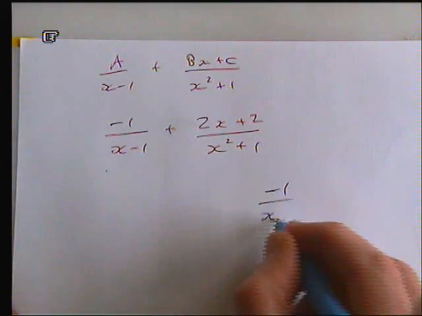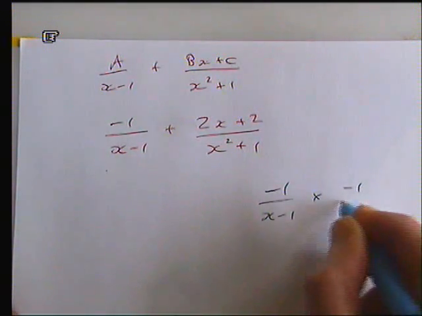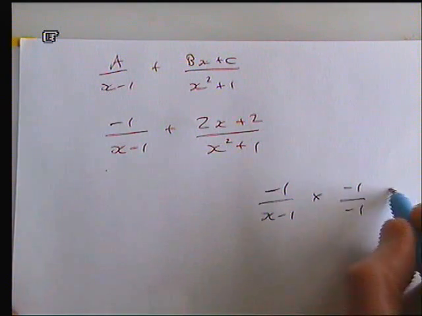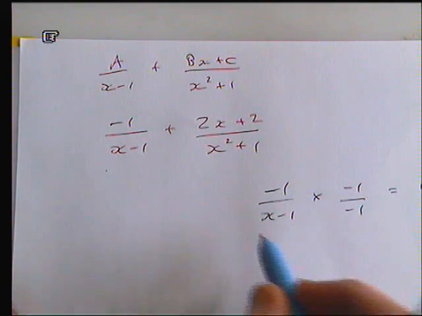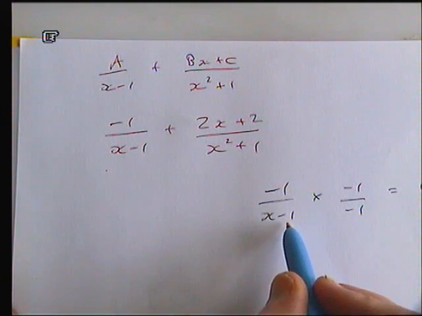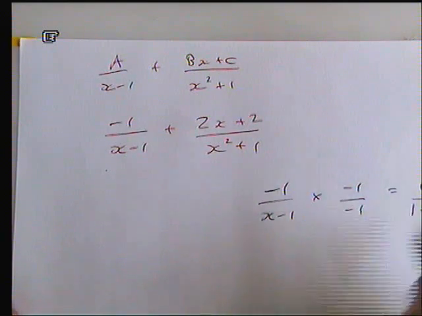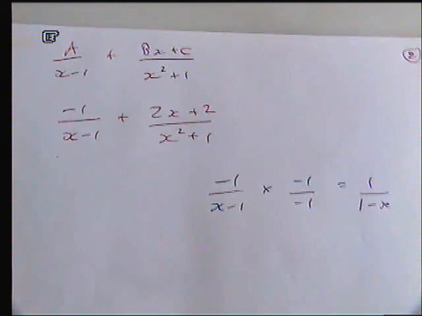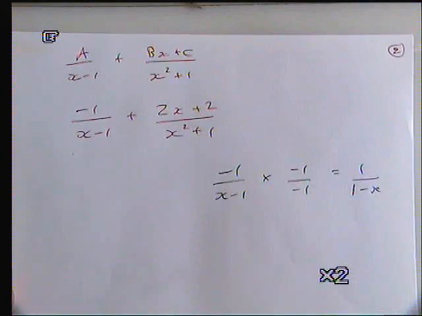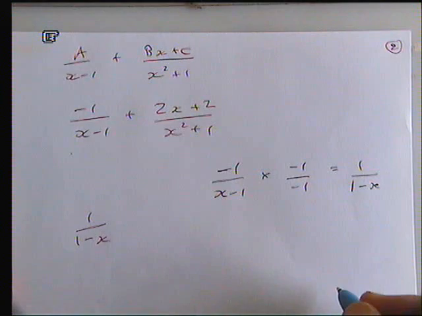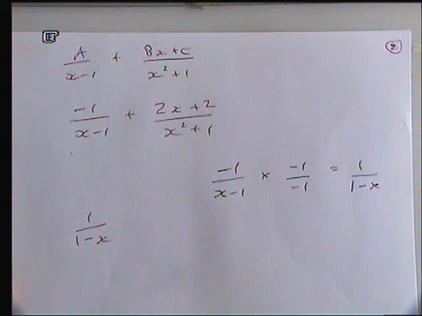If I've got this, if I times it by -1 over -1, I'm timesing it by 1, it's not changing anything. Then I have a 1 on the top, and here on the bottom, -1 times by -1 is 1, x times by -1 is -x. Sorry, you couldn't see that. Okay? So, I could just write that as 1 over 1 minus x. It's one less minus sign, it's just mathematically nicer.